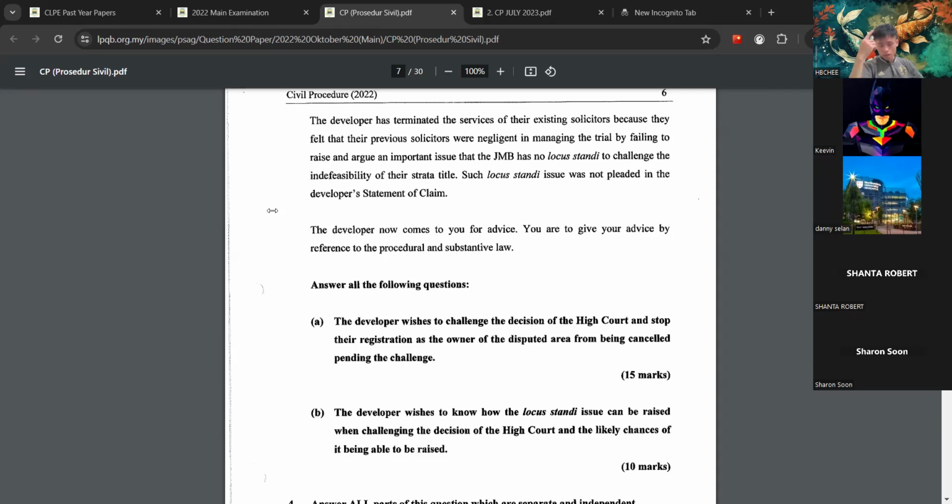Then chances of influencing the decision fulfilled, and then credible, obvious. This is how you are going to answer your 10 marks question. And you also have to quote the relevant section as well to suffice your 10 marks. Is that okay?